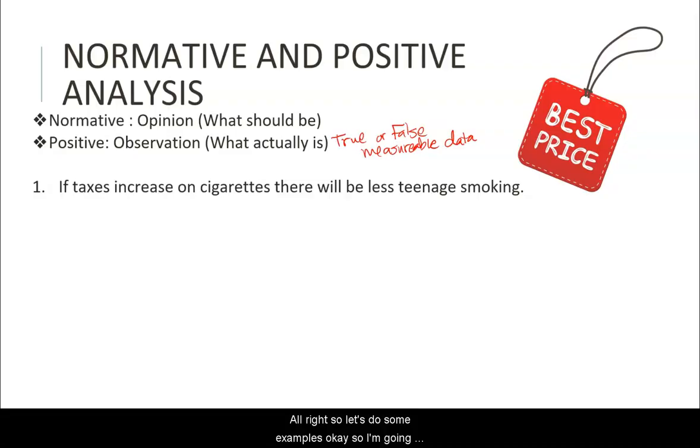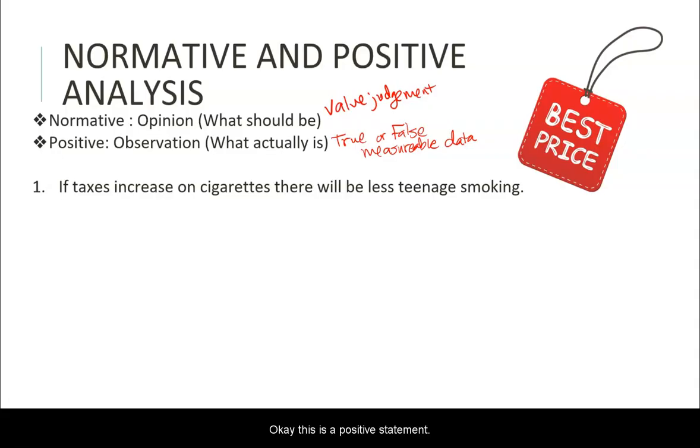All right, so let's do some examples, okay? I'm going to read these. I want you to think, is this a value judgment, or is it something that is data, measurable, observable? Number 1: if taxes increase on cigarettes, there will be less teenage smoking. So is this an observation? Is this something we can collect data on? Or is this somebody's opinion and a value judgment?